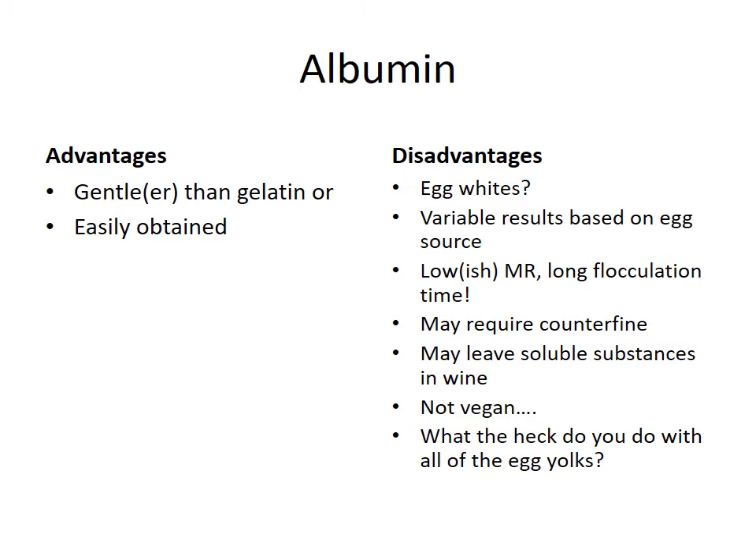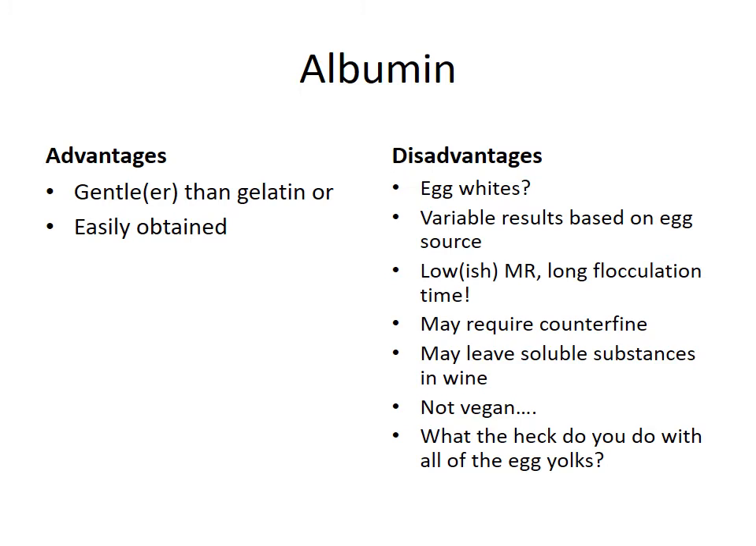Is that good or bad? I don't know. They're easily obtained. You can go get them. Disadvantages: they're egg whites. Do you have an egg allergy? And they're not vegan. A variable source based on egg source. I mean, not every egg is the same.